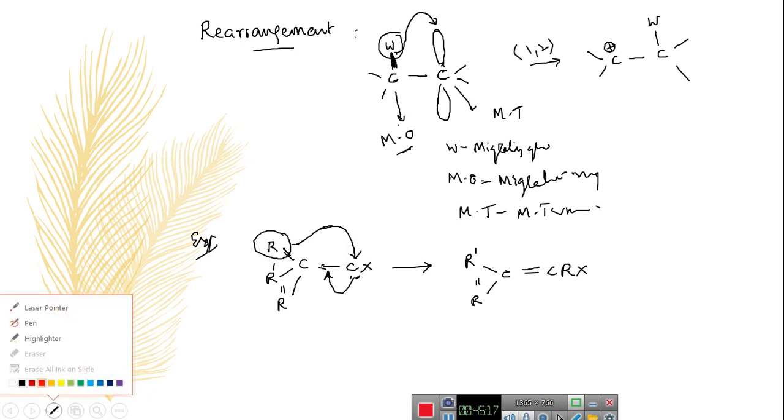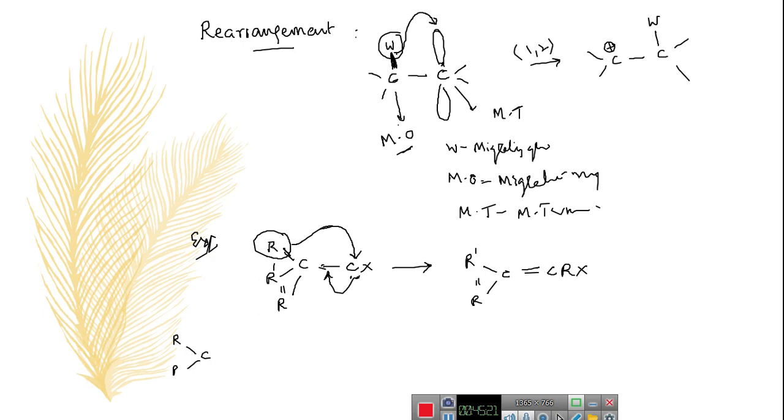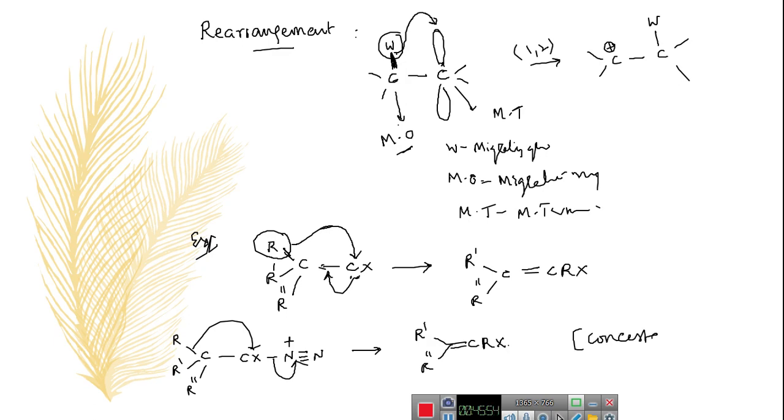So let us consider the mechanism here. It's simultaneous loss of the leaving group and migration of the migrating group towards this electron deficient species, which produces this rearranged product. So this follows a concerted mechanism. Generally the migratory aptitude for carbene rearrangement is: hydride has higher ability to migrate than aryl, and aryl has higher ability to migrate than alkyl.